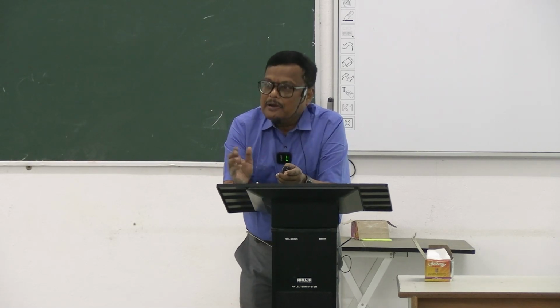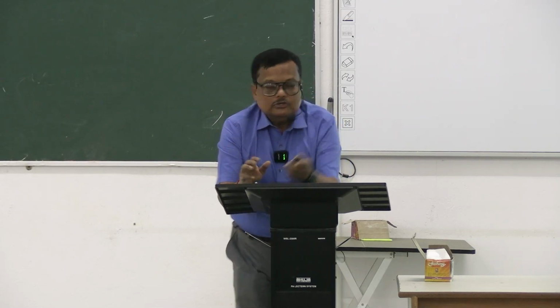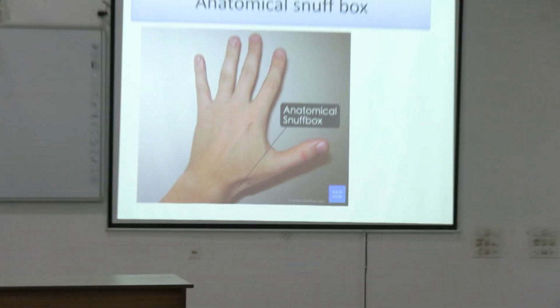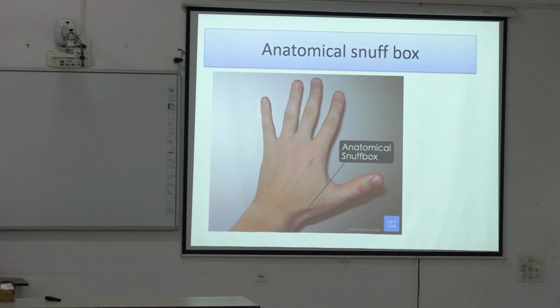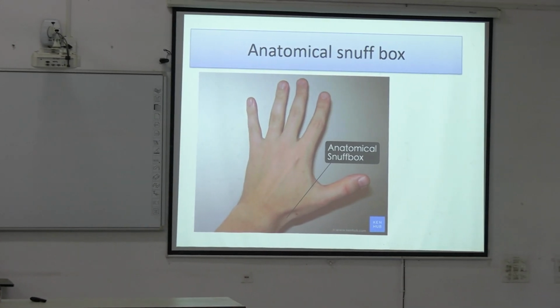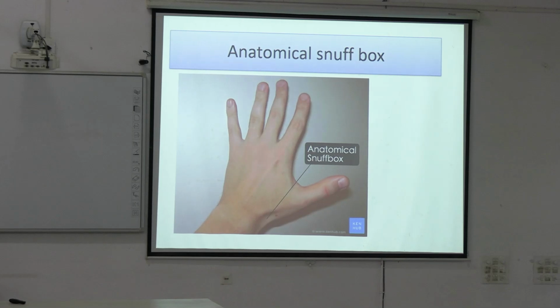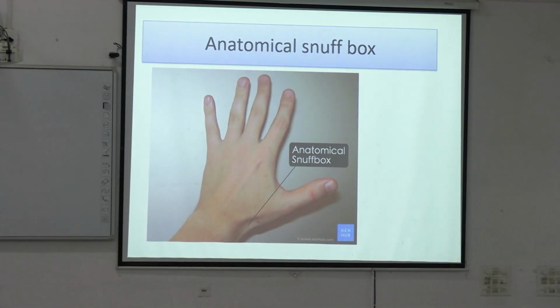Lymphatics, deeper lymphatics or deep lymphatics. So with this idea, next is another idea you have to clear: the anatomical snuff box. This area. Look, when you extend your thumb, there is a depressed area here.